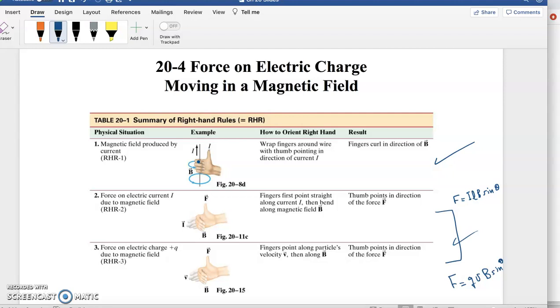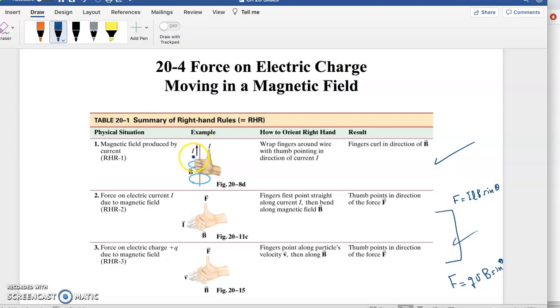raise up your thumb, or by the way, it's not always raising up. What if the current is downward? Can you do that with me? You go down with your thumb, and then you curl your fingers, and that will be the direction of the magnetic field. What is the difference between the two cases? When the current is up, the direction of the magnetic field is counterclockwise, right? You can see. And if your thumb is down, then the direction of the magnetic field is clockwise.